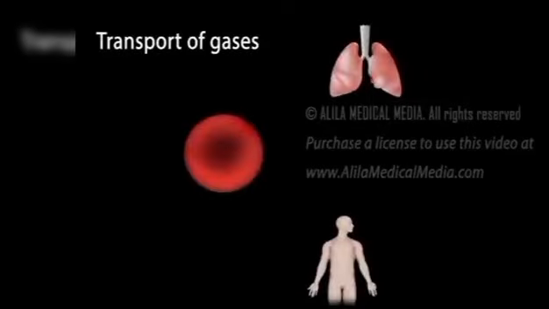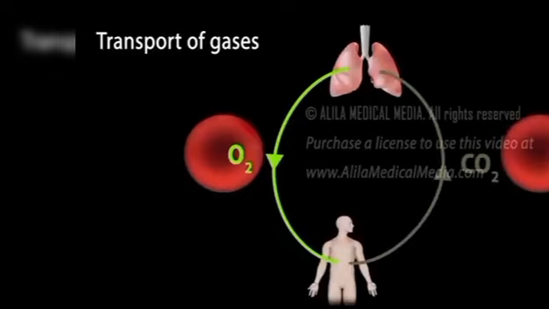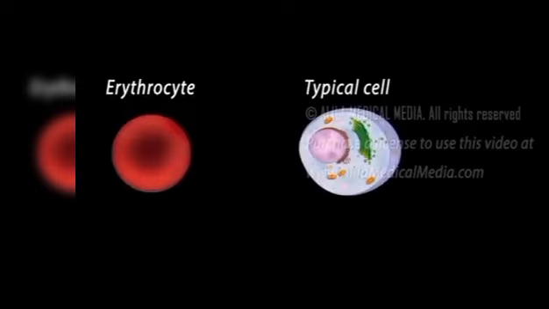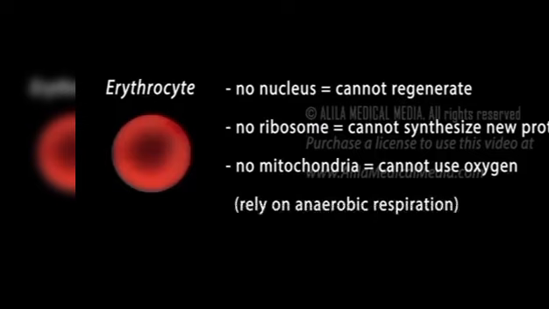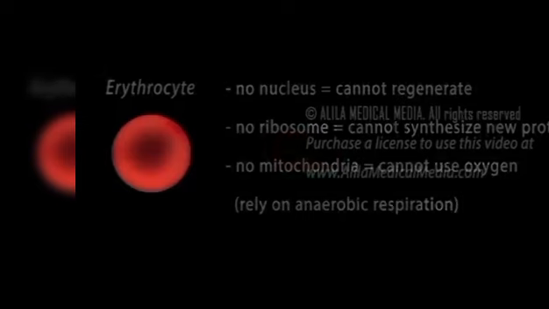They are responsible for transport of oxygen from the lungs to body's tissues and removal of carbon dioxide in the reverse direction. Erythrocytes lack most of typical cell structures. They have no nucleus and almost no organelles. This means they cannot regenerate, cannot synthesize new proteins, and cannot use the oxygen they are carrying.